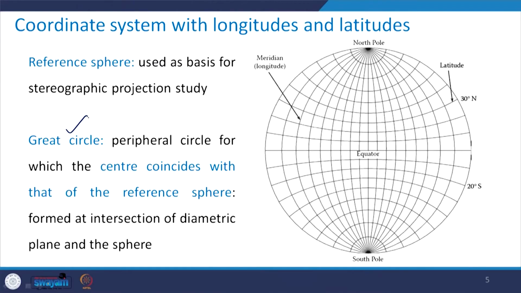The first one is the great circle. It is the peripheral circle for which the center coincides with that of the reference sphere. So, we take this as a reference sphere. Any peripheral circle which shares the same center as that of the reference sphere, we are going to call the great circle. The great circle can be formed at the intersection of a diametric plane and the sphere.